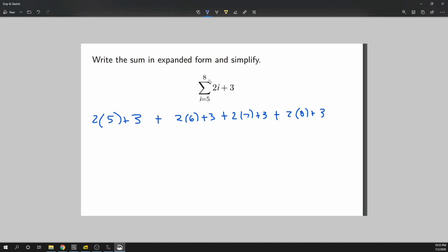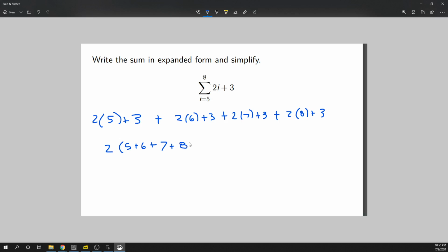And since 8 is a stopping number, that's where I would stop. Okay. And then, of course, I'd have to simplify all this out. So you can do that however you like. For me, it's just easier to go ahead and do it like this. All of these, I have 2 times 5, 2 times 6, 2 times 7, 2 times 8. So that'll be 2 times (5 plus 6 plus 7 plus 8).